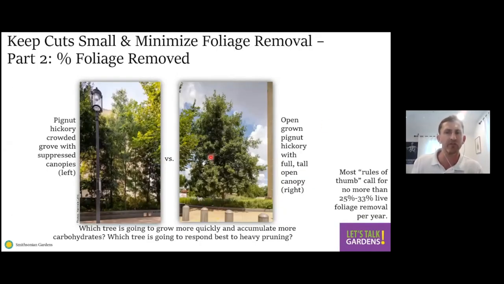And of course, the second part of this is percent foliage removed. We all learned in elementary school biology that tree leaves convert solar energy, water, and carbon dioxide into sugars for plant growth. The more foliage and leaf area a tree has, the more sugar it is going to be able to produce. The more sugar the tree is able to produce, the more vigorous and resilient it is going to be. So we want to remove as little foliage as possible to accomplish our goals, but we also want to acknowledge that a healthy tree has plenty of reserves when we need to remove more than usual during pruning.